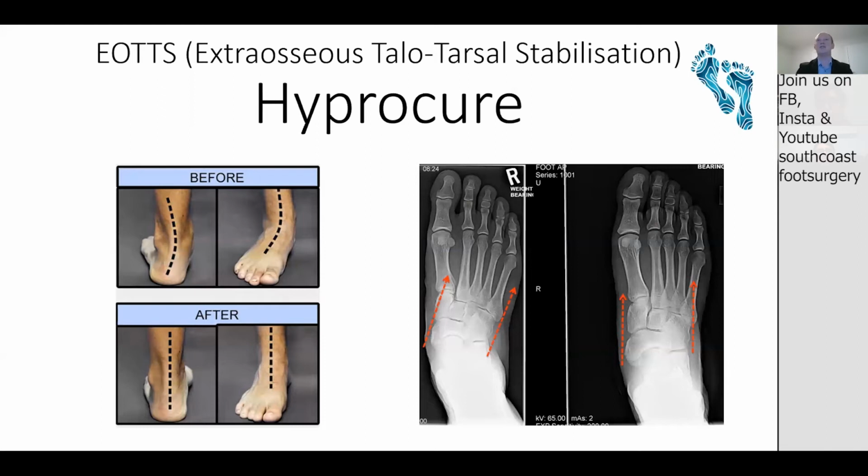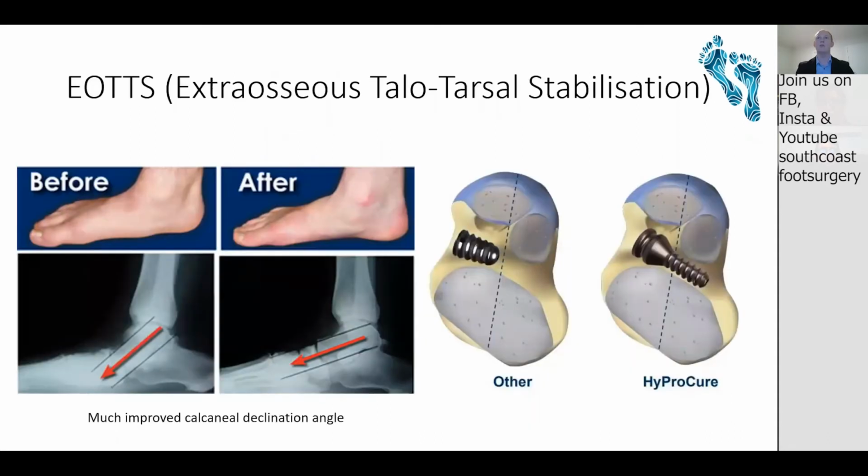Extraosseous talo-tarsal stabilisation. The device is called a Hyprocure, and I find this to be a fantastic procedure in a lot of patients, particularly that have flat feet. But a lot of patients that have heel pain, that have got knee, back pain, or bunions, as I mentioned earlier, can really benefit from this type of procedure. And what we're doing is we're changing that talo-tarsal alignment and really getting into that more appropriate position.